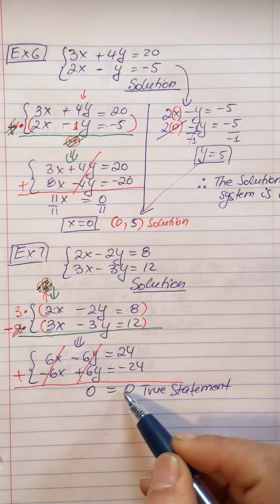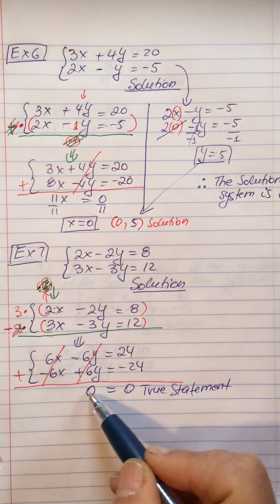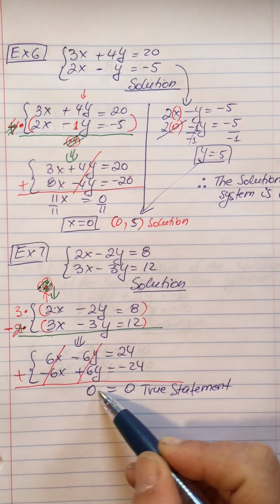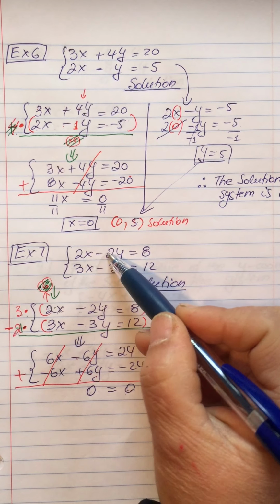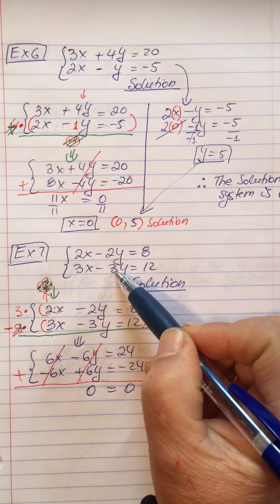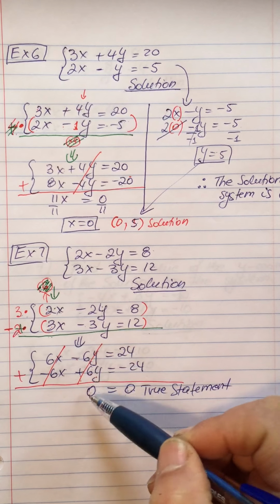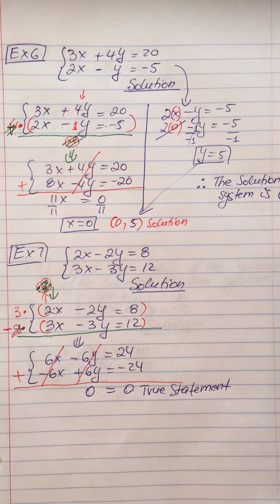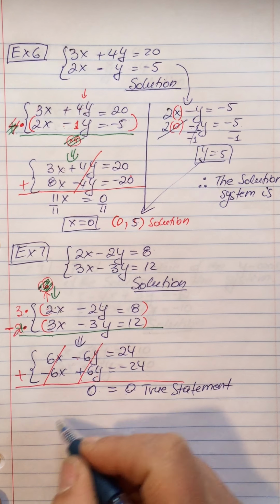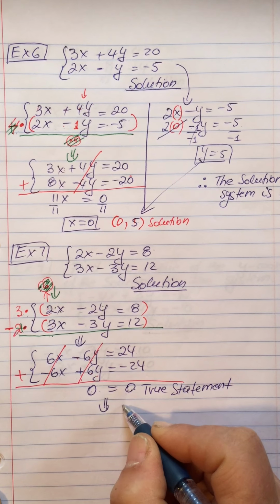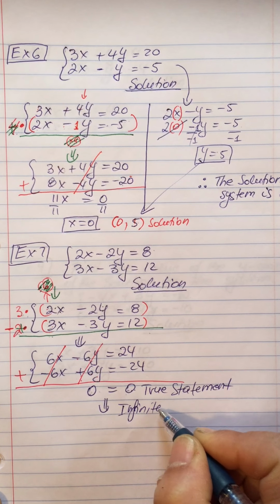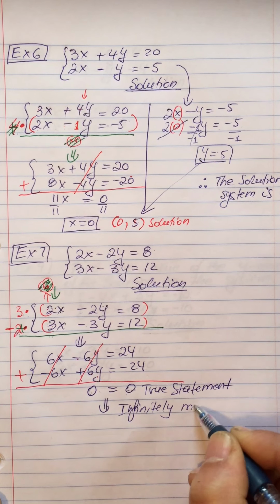So this work shows me that in this system, the left side is equal to the right side. And this means that for both equations, the left side is equal to the right side. So the system is true for all values of x and y, and I have to write down: this leads to infinitely many solutions.